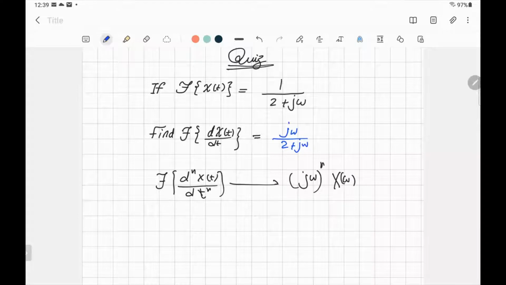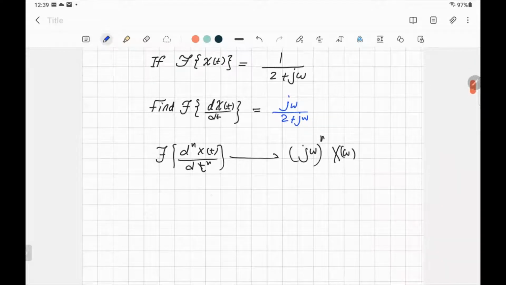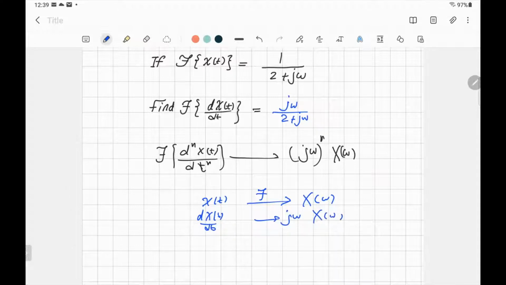So that's that. You have a function without differentiation, and you know the Fourier transform for this one is equal to X of omega. If you differentiate this one time, you multiply it by j omega. You differentiate it twice, you multiply it by j omega squared, and so on. I ask only for 1 time, so you multiply by j omega. X of omega is given. That's it.